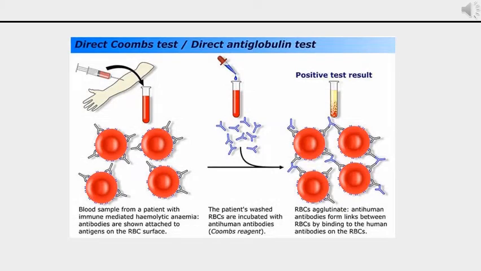Next, we move to the process. The direct Coombs test is more common and checks for antibodies that are attached to the surface of red blood cells. In this test, the sensitization of red blood cells with incomplete antibodies takes place in vivo. The cell-bound antibodies can be detected by this test, in which antiserum against human immunoglobulin is used to agglutinate patients' red blood cells.